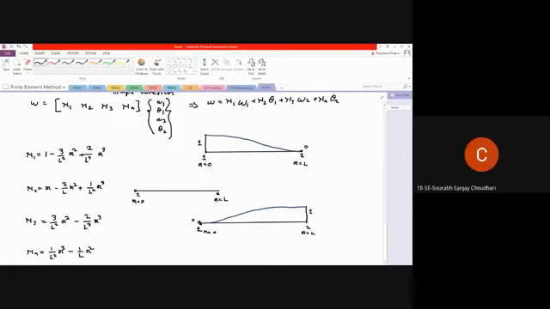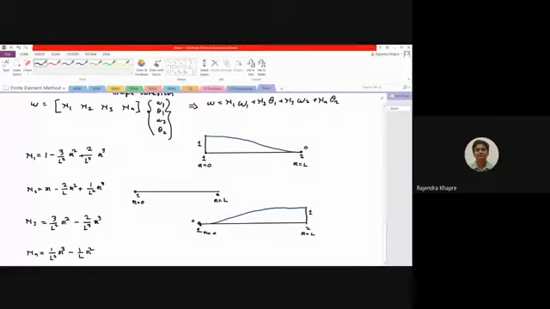Sir, 0. Yes, sir, 0. It should be 0. Okay, so this should be 0. Then if both ends are 0, how should I join this? It should not be joined with a straight line, because you know that the degree of this particular expression is 3.